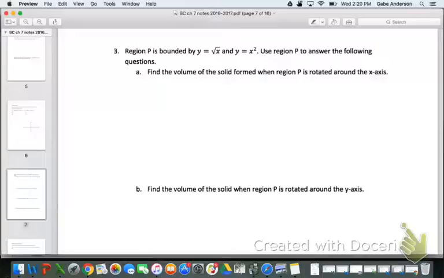Region P is completely bounded by y equals root x and y equals x squared. And then we're going to use that region to answer 4 questions. So can we start off by graphing region P? If you need your calculator, go for it. If you don't, that's fine. I'm going to go ahead and just sketch a little picture of region P up here.